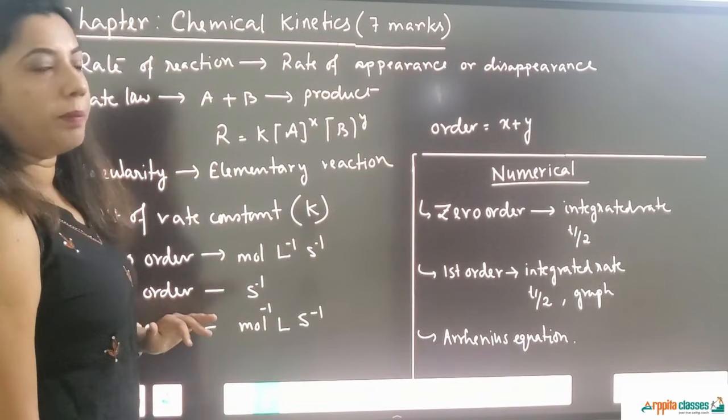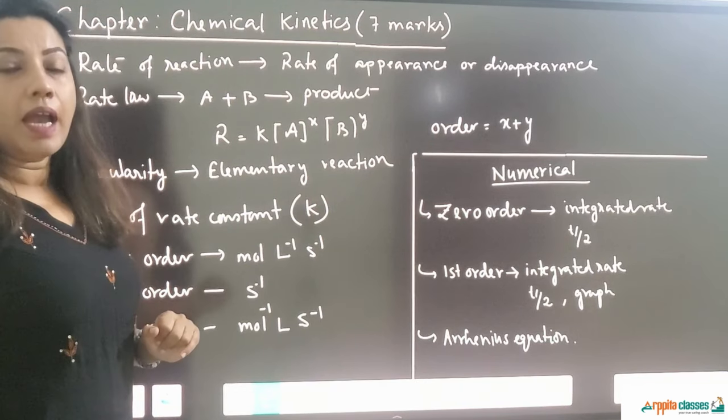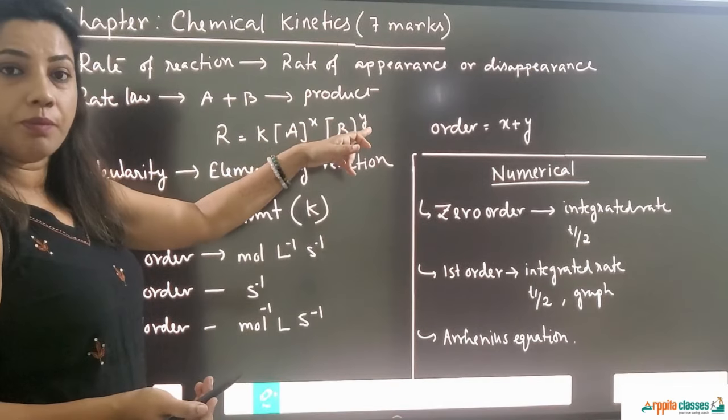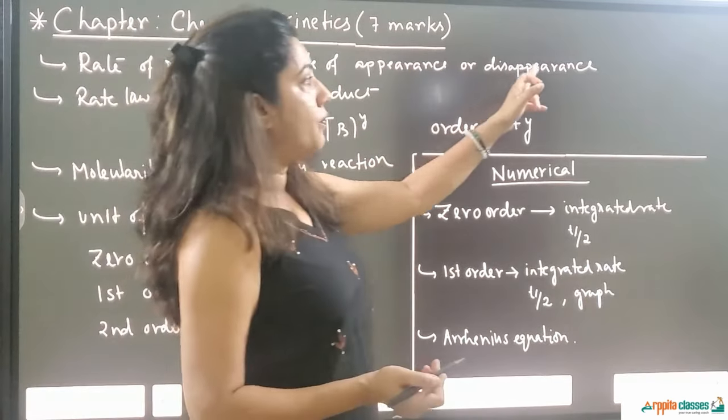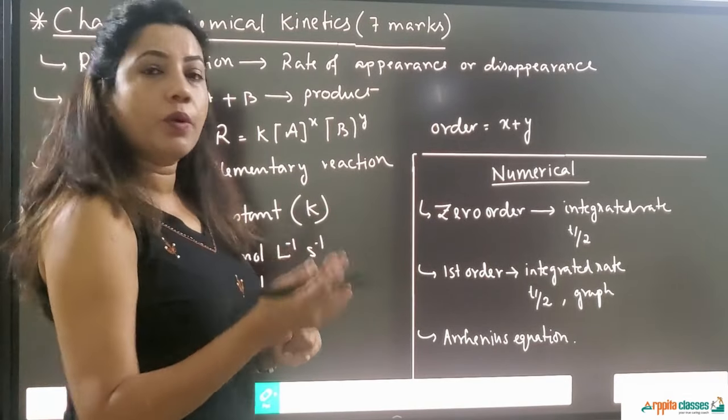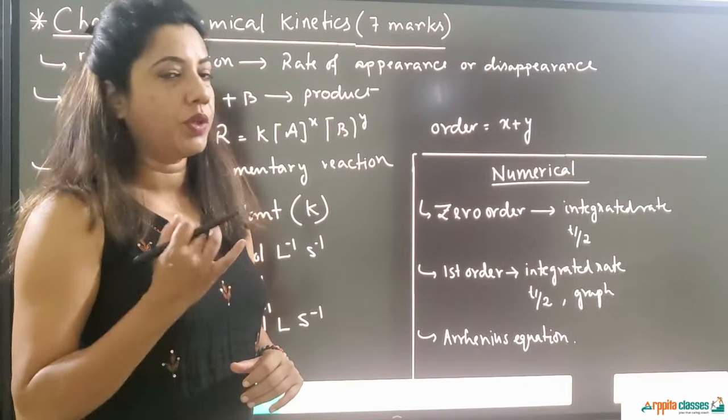From here we need to prepare the rate of reaction, and we have to find out the rate of reaction in terms of rate of appearance of the product or rate of disappearance of the reactant. You can get numericals also based on this, okay.